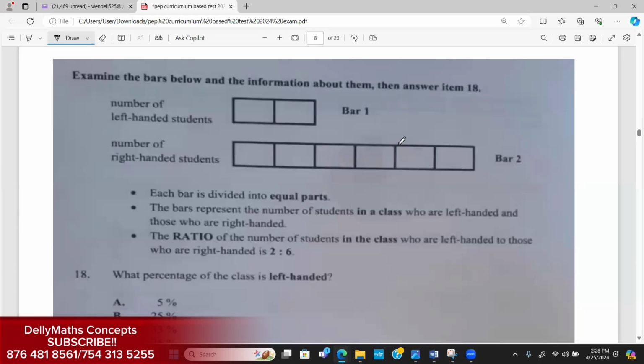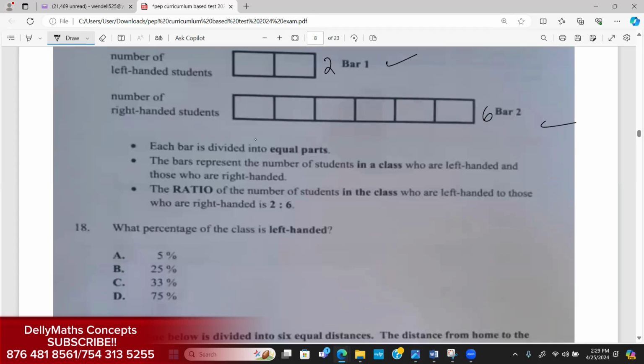Let's keep kicking it. Examine the bars below and the information about them. Looking at question 18. So let's pay attention to the bars. Bar 1 is the number of left-handed students. I'm seeing 2 students right there. Bar 2 is the number of right-handed students. 1, 2, 3, 4, 5, 6. So I'm seeing 2 here and 6 there. All right, no problem. The question went further. It says each bar is divided into equal parts. The bars represent the number of students in each class. The ratio of left-handed to right-handed is 2 to 6. We suspected that. So it's 2 to 6, no problem.